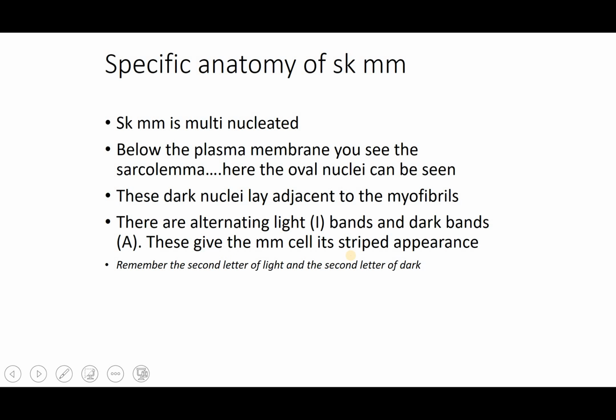Okay, skeletal muscle is multinucleated. Below the plasma membrane, you can see the sarcolemma. The nuclei lay next to the myofibrils. And then we have these alternating light bands that they denote with I, and the dark bands with A. Remember, the second letter of light is an I and the second letter of dark is an A, so the light bands are the I bands, the dark bands are the A bands. This is what gives skeletal muscle its striped or striated appearance.